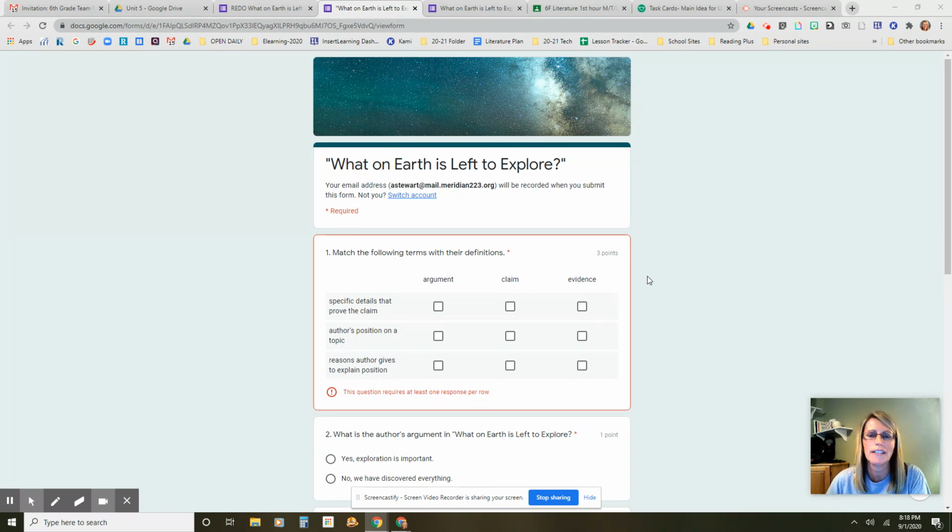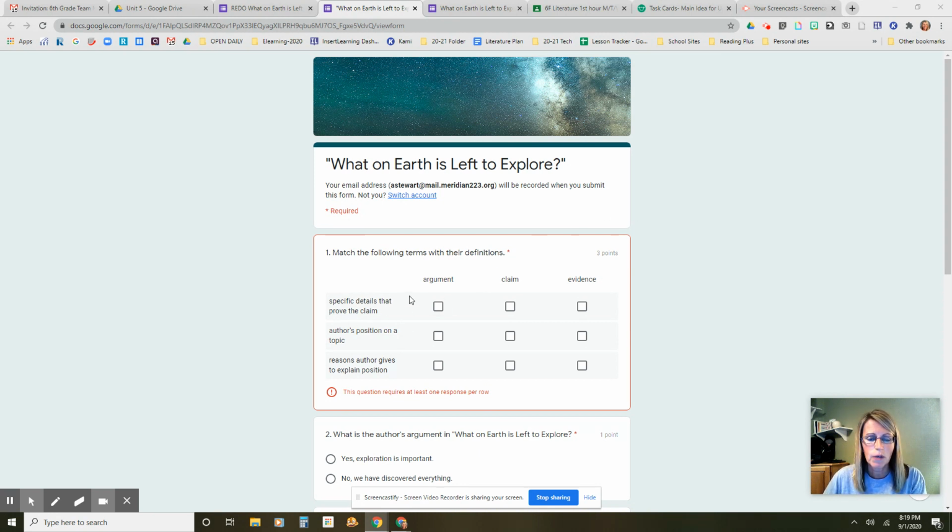You need a little more work on understanding the difference between an argument, which is the author's position on a subject, understanding their claims, which is the reasons they give for that argument, their position, and also understanding how their specific details support their reasons, which lead us into understanding their argument. Because remember, the whole point of having this argument is so that you win or you convince someone to believe or think what you're thinking.